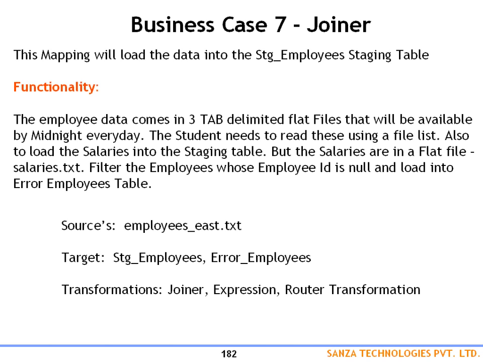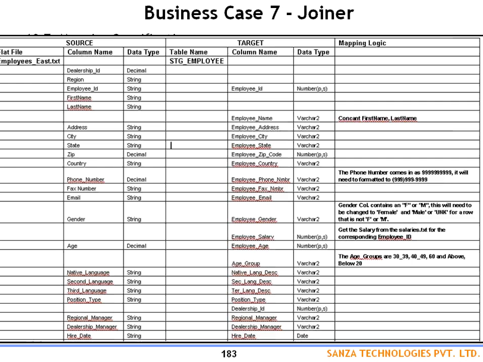Now, for this example, we will extract the data from employee_east.txt file and load the data into STG employees table if the employee ID is not null. If the employee ID is null, then we load it into error employees table. Before we load the data into these tables, we have to manipulate the data. Plus, in the target table for employee salary, salary data is not coming from employees, it is coming from salary.txt file.